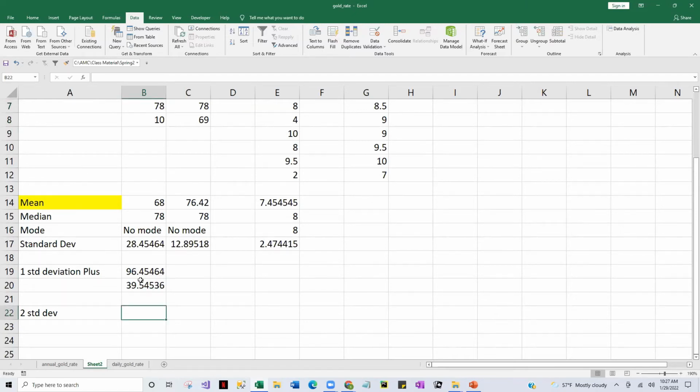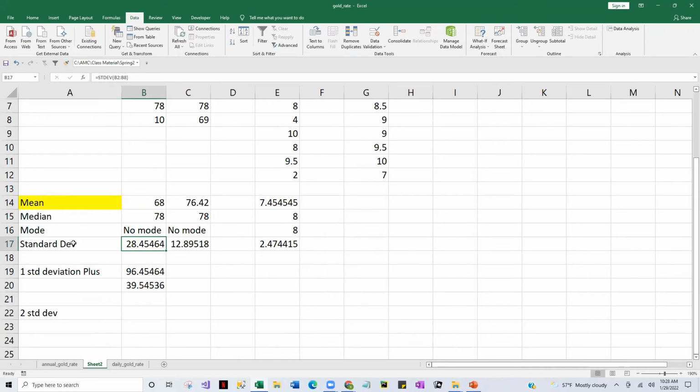Let's do two standard deviations. So two standard deviations is nothing but multiplying the standard deviation by 2. Someone is asking, can you show us how to get the variance? Yeah, we can do that. But let's finish this and we'll go there.